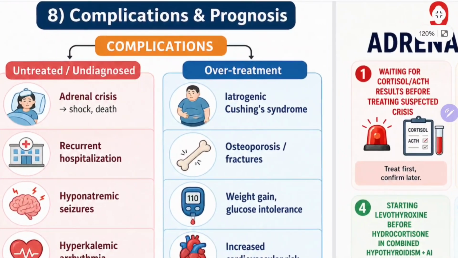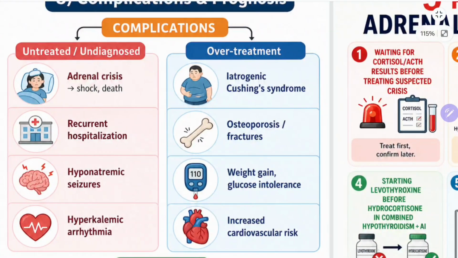What are the complications? If AI is untreated or the patient is undiagnosed, the patient can go into adrenal crisis that can lead to shock or death. Patient can have recurrent hospitalization because of inappropriate dosages. Because of decreased sodium, the patient can have hyponatremic seizures. Because of increased potassium, the patient can have arrhythmias. Okay, this is the risk of adrenal crisis.